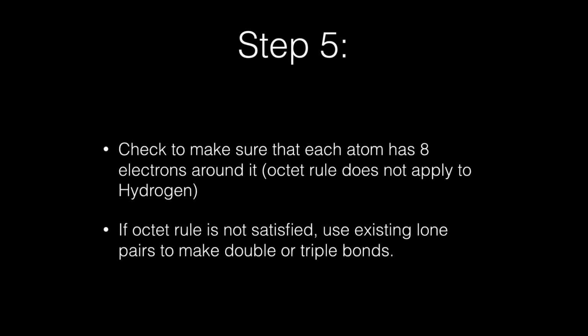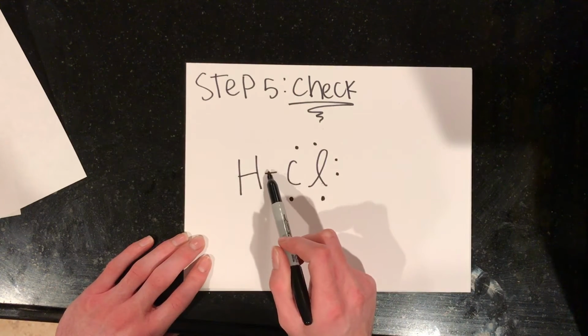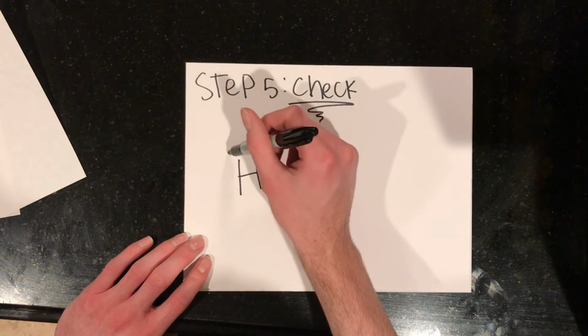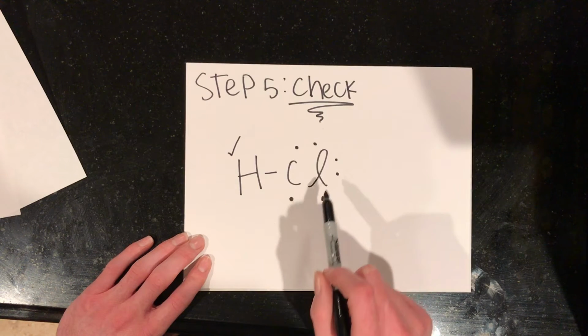If octet rule is not satisfied, use existing lone pairs to make double or triple bonds. In this example, I checked to make sure each atom is fully satisfied. Hydrogen is satisfied with its 2 electrons, and chlorine is satisfied with its 8 electrons.